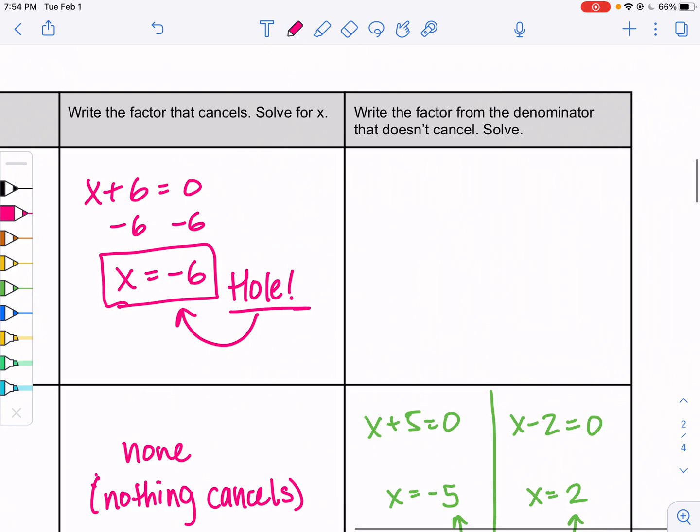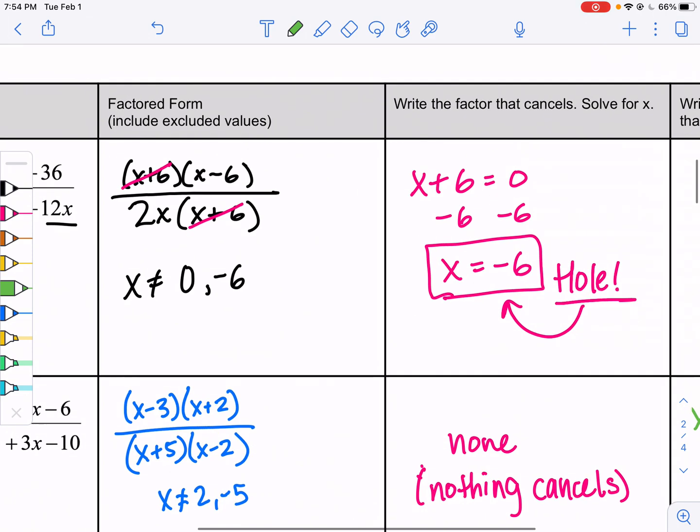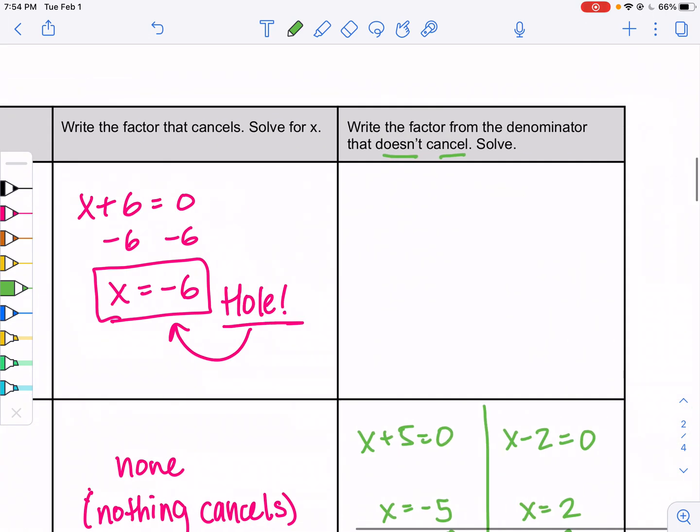The next section says, write the factor from the denominator that doesn't cancel, right? So looking back from the denominator only, what part doesn't cancel? 2x. So we would say 2x doesn't cancel, equal to 0. We're going to divide by 2.